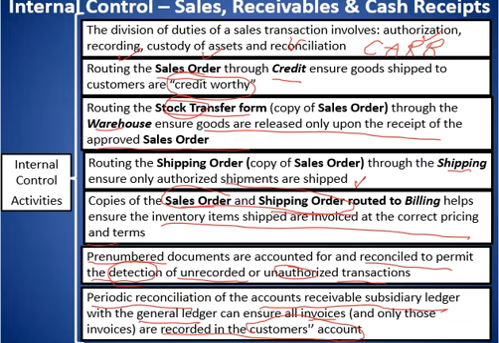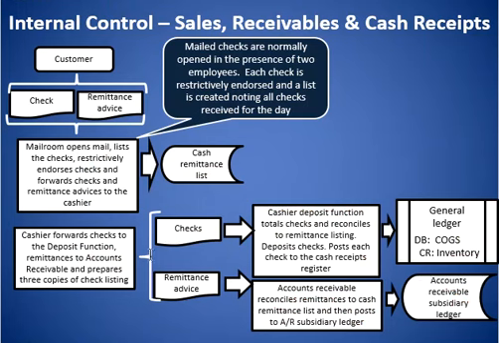Okay, let's go on now. We've looked at the sales receivables transaction cycle. We're going to take a look at one slide on cash receipts, internal control over our cash receipts. Cash receipts typically come from the customer, and they're going to come, at least traditionally, in the form of a physical check in the mail, and typically the check has a remittance advice.